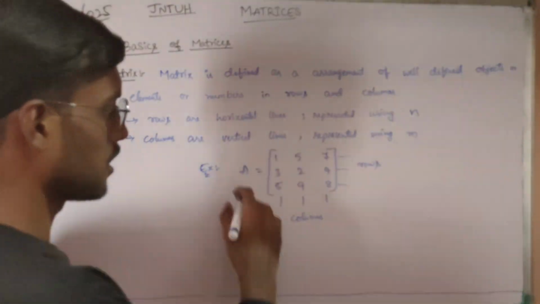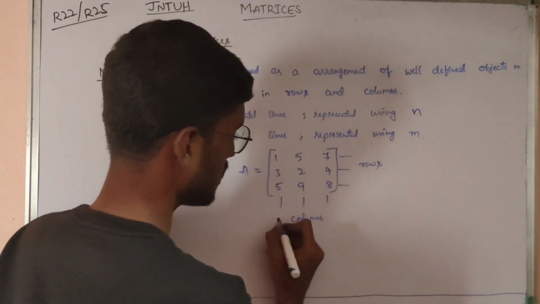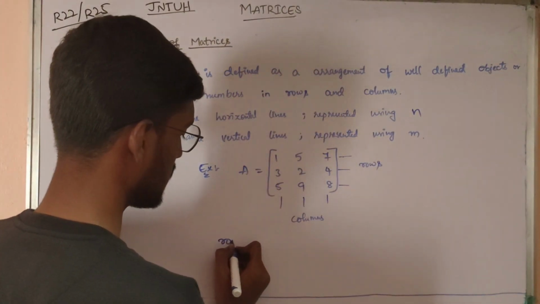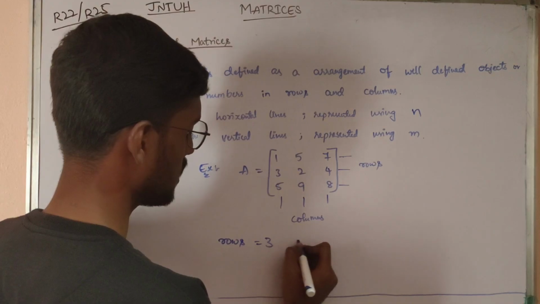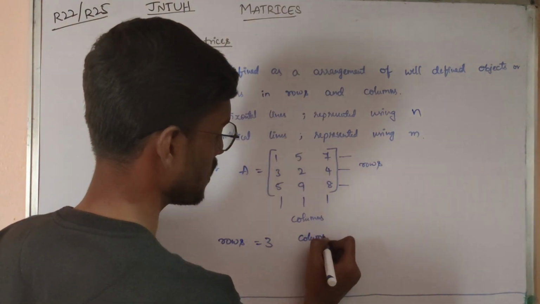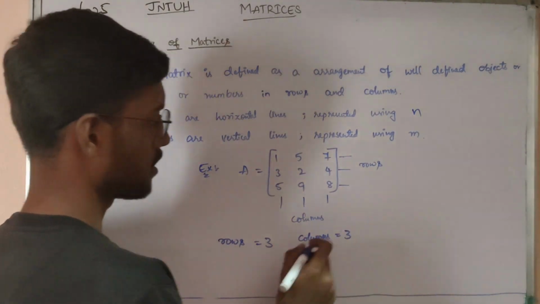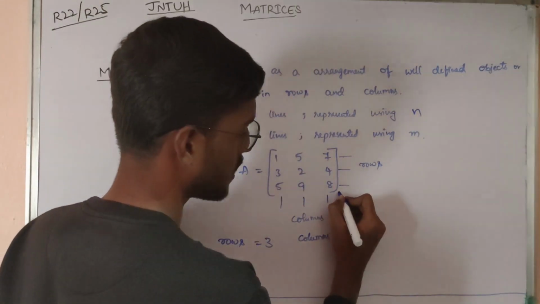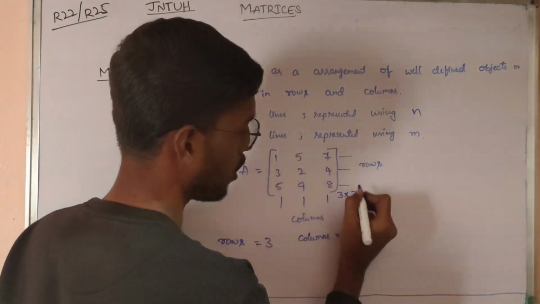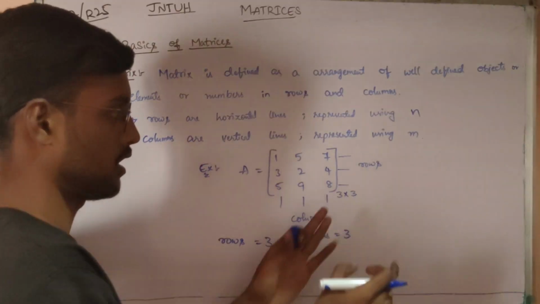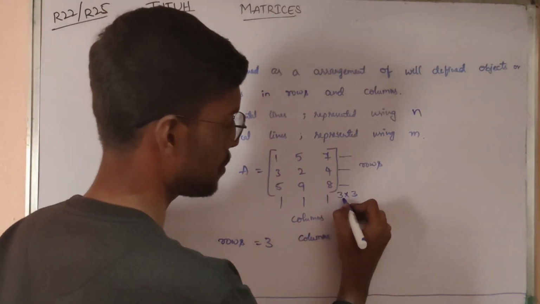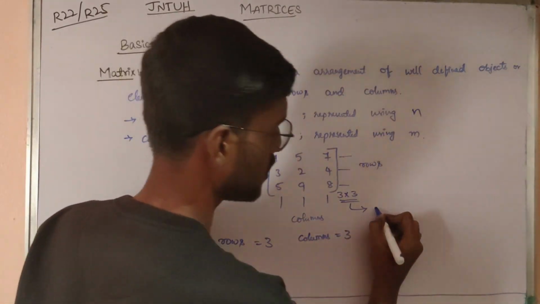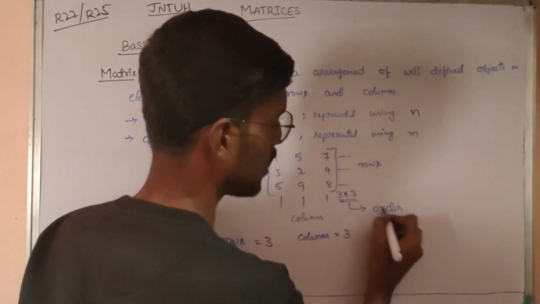Next, there are 3 rows, right? So rows equals 3. And columns are also 3. When writing the order, we write 3 by 3 at the bottom right of our matrix, which indicates the order. Order is 3 by 3.